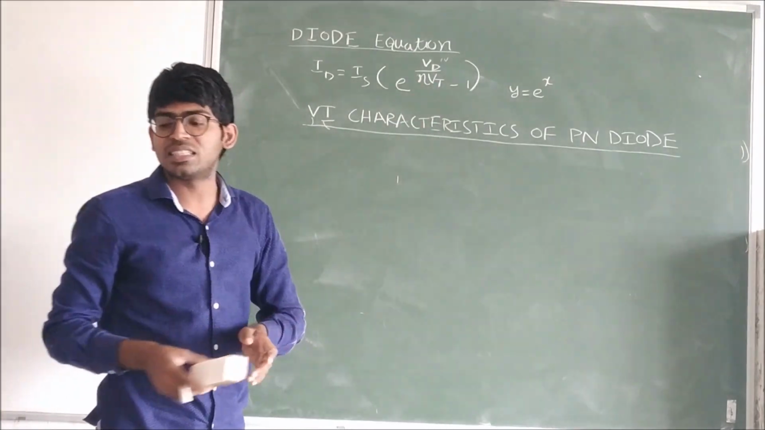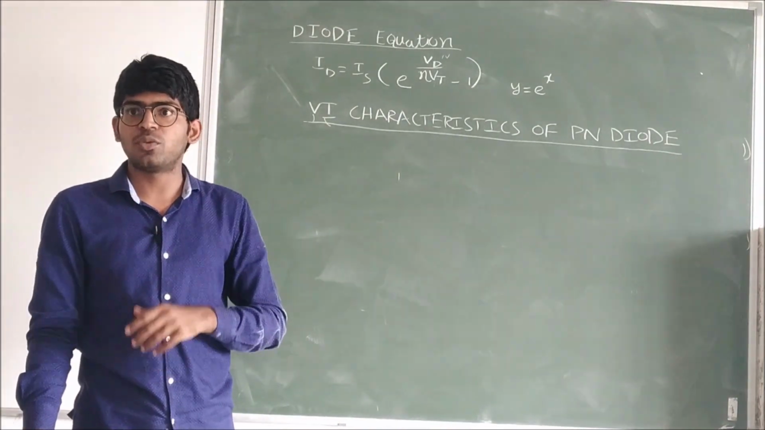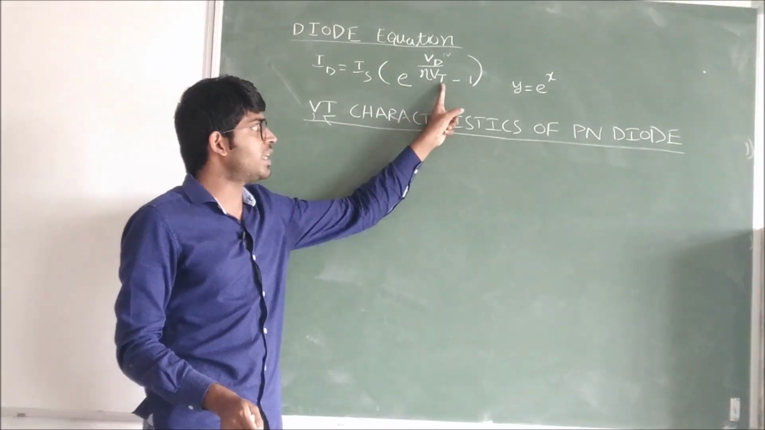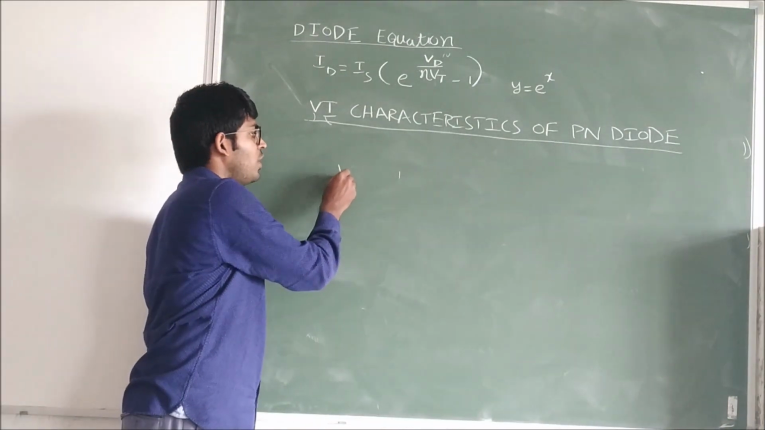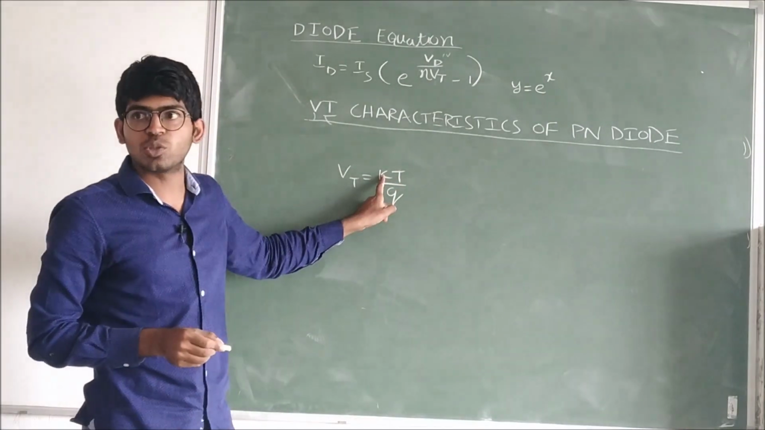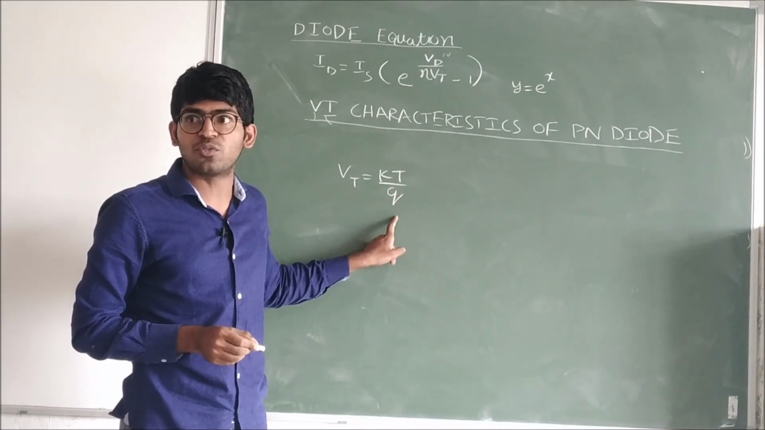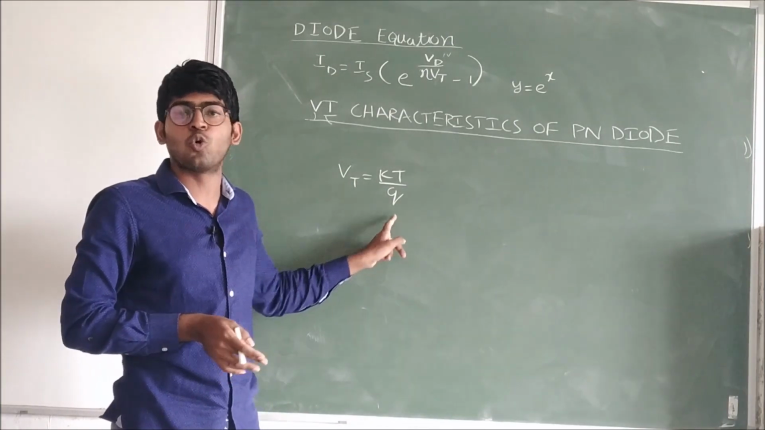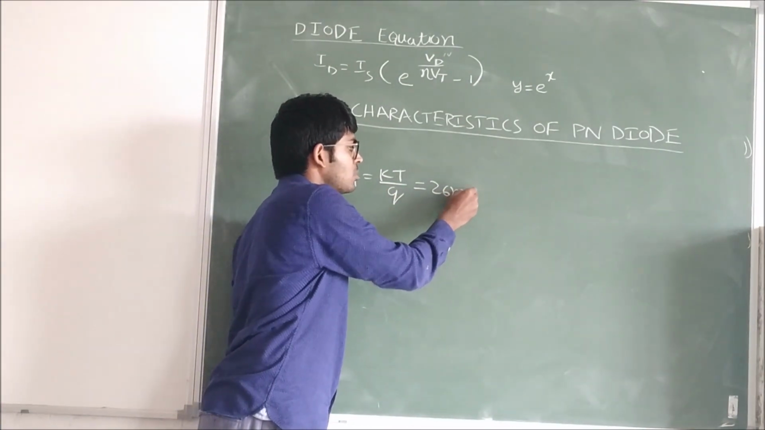And this eta is the intrinsic coefficient, also called the emission coefficient. Its value will be 1 or 2 depending upon the semiconductor we are using. And Vt is the thermal voltage. Vt is equal to kT by q. Here k is the Boltzmann constant, T is the room temperature in kelvins, q is the charge of the charge carrier, which is nothing but an electron, 1.602 times 10 to the power minus 19 coulombs. So its standard value at room temperature is 26 millivolts.